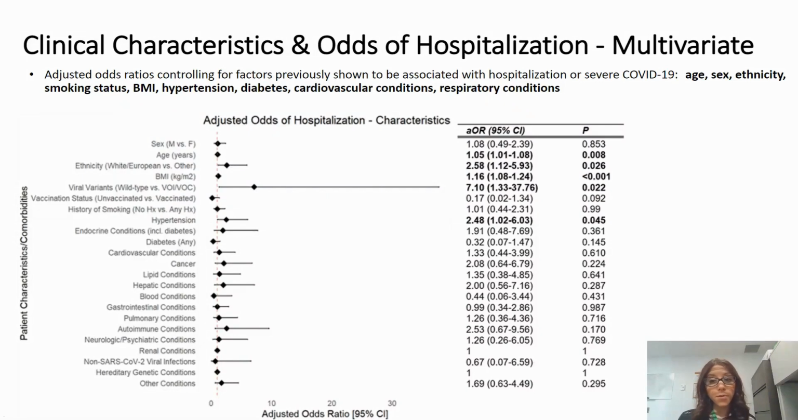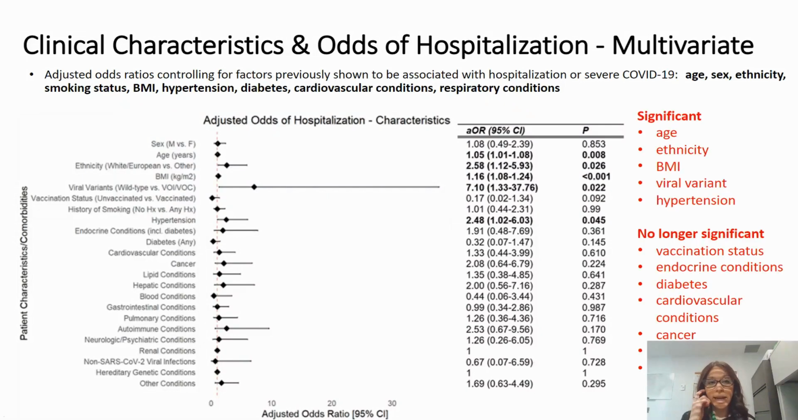When we controlled for these variables and redid the analysis, we still have significance for age, ethnicity, BMI, viral variant, and hypertension, but we lose significance for the vaccination status, the endocrine conditions, diabetes, cardiovascular disease, cancer, lipid disorders, and hepatic disorders. So it's really these variables at the top that are increasing the odds of hospitalization in our patients.